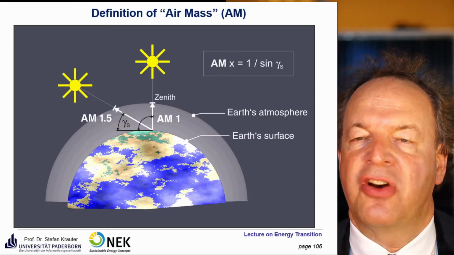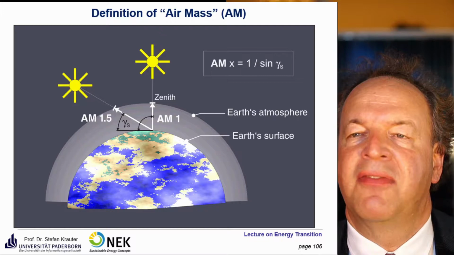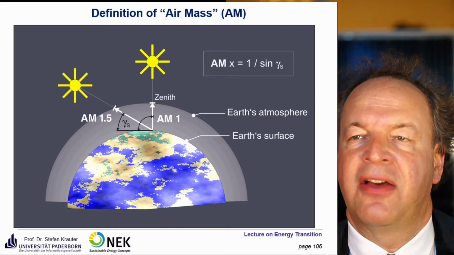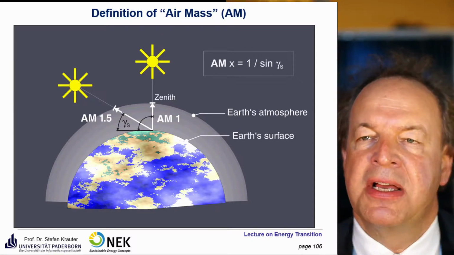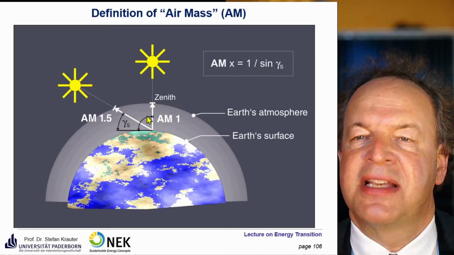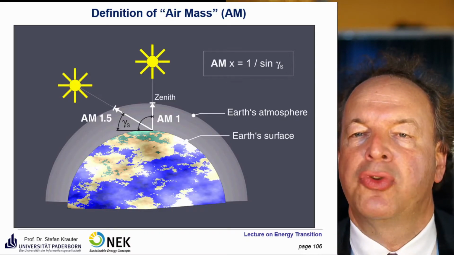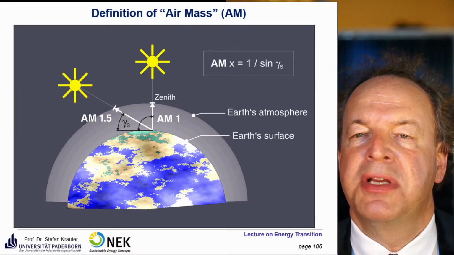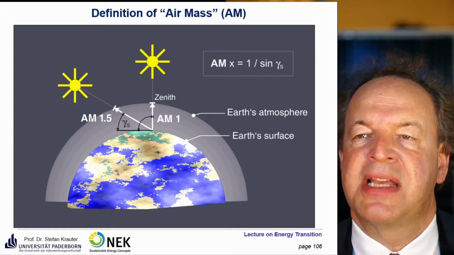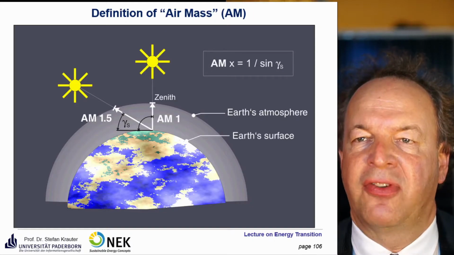This is the definition of the air mass. So AMX is 1 divided by the sine of the elevation angle gamma S. So you see here AM1, the elevation angle is exactly 90 degrees. So 1 divided by the sine of 90 degrees is 1. Therefore, this is AM1. If you go to another angle, for example, 42 degrees, then 1 divided by the sine of 42 degrees, we have 1.5 as air mass.